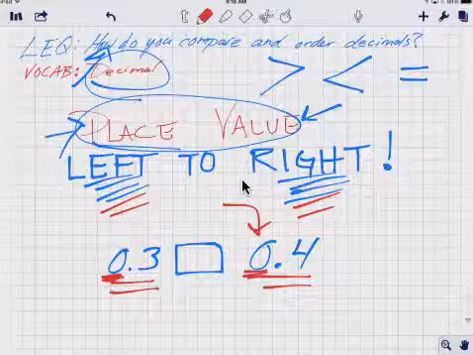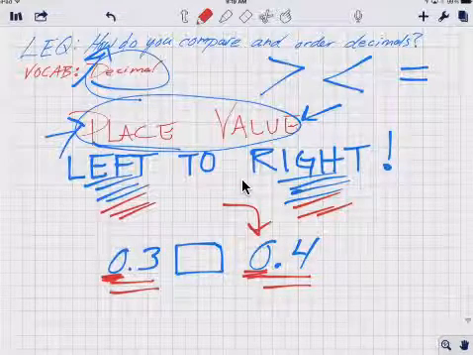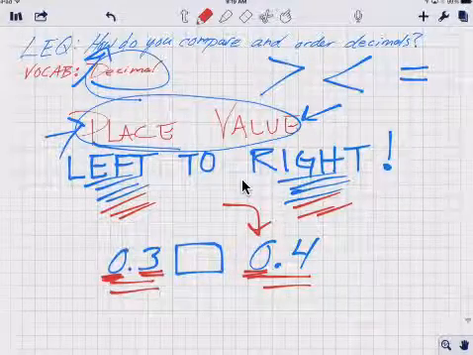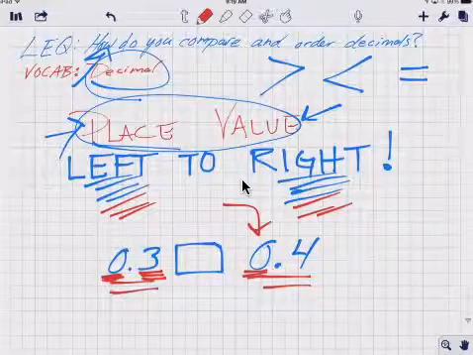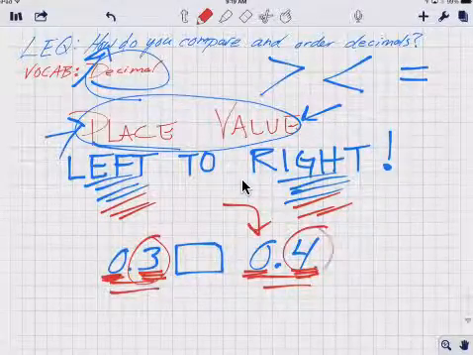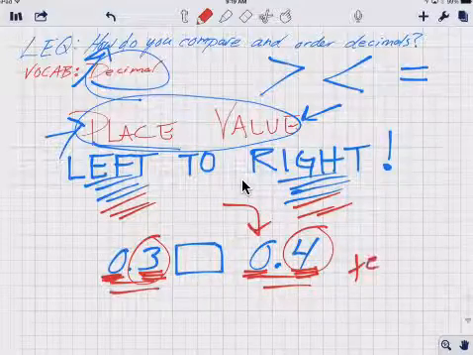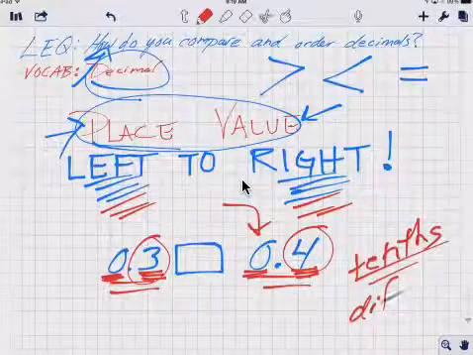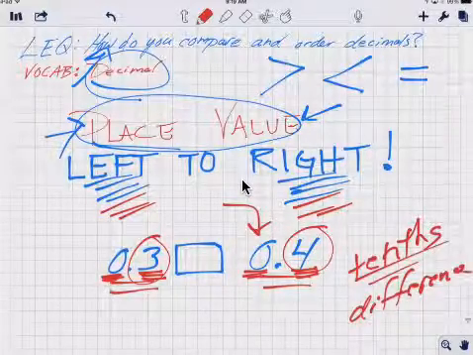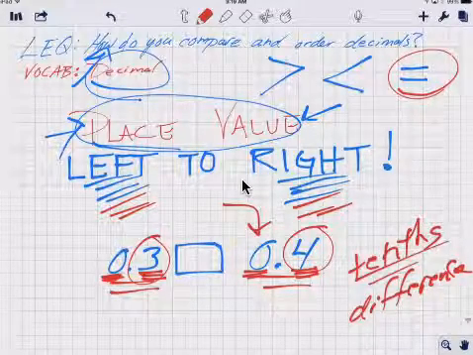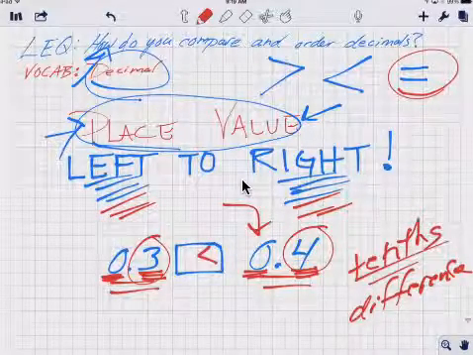Now we are going to move from left to right. Notice I've said that a lot of times, guys, left to right. So now we're going to look at the tenths column. We have a 3. Over on this number, the tenths column is a 4. So this is our point where we reached the same exact column. We're looking at the tenths place, and we found a difference. Now, if you never come to a difference, that's when you use your equal symbol. This time we did find a difference, and 4/10 is greater than 3/10.